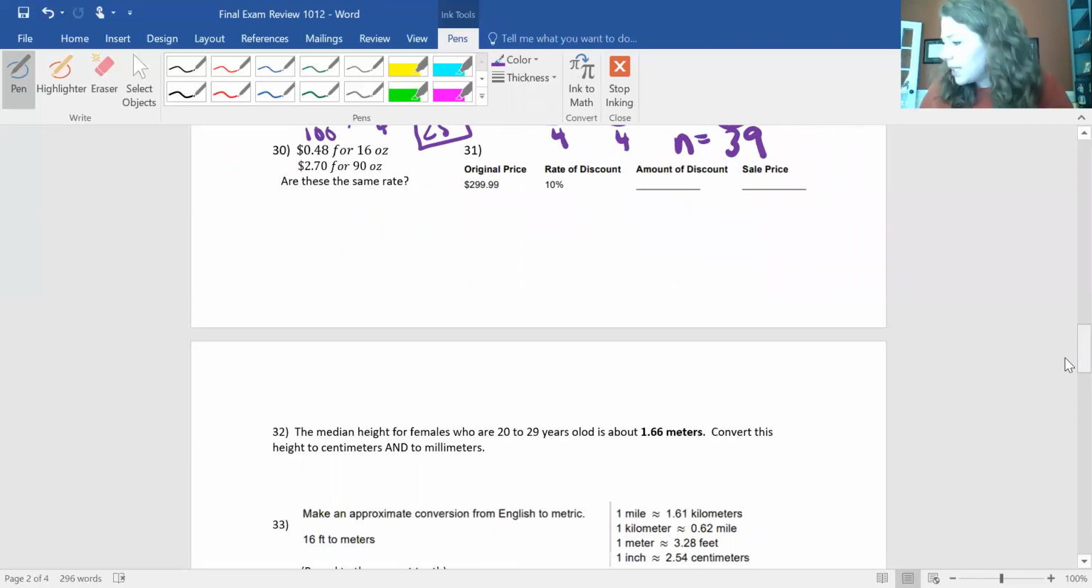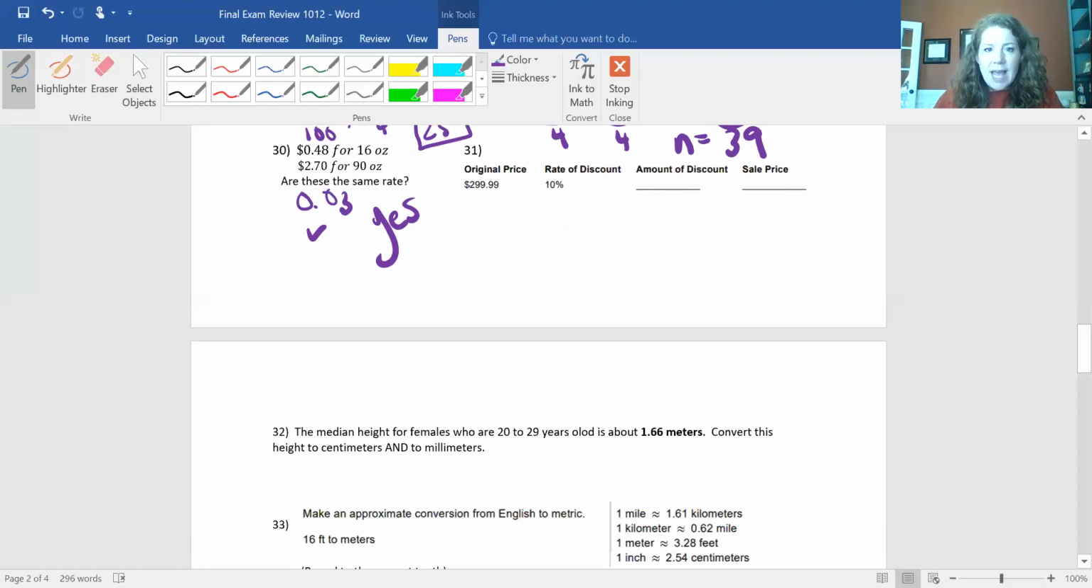All right, number 30. Which are these the same rate? So remember, you always divide money by quantity. So first of all, I'm going to divide 0.48 by 16, and that gives me, the first one is 0.03, and then $2.70 divided by 90 ounces is also 0.03. So the answer is yes, these are the same rate.